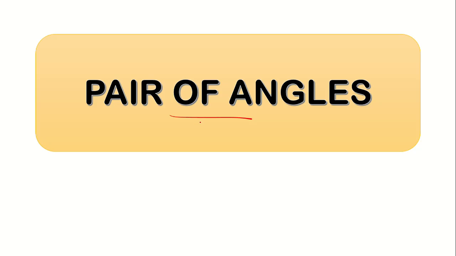We'll move to the discussion. So the topic today that we are going to discuss is pair of angles. As we have seen, we have individual angles. So this is one individual angle. Let's say it is of 30 degrees. Next, we have other individual angle. Let's say it is of 60 degrees. Okay, this is one individual angle and this is other individual angle.